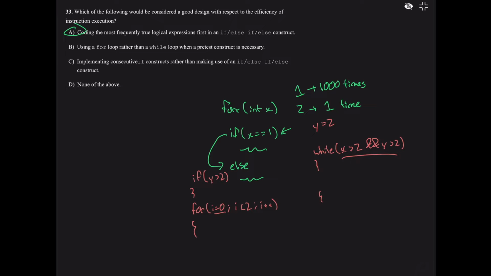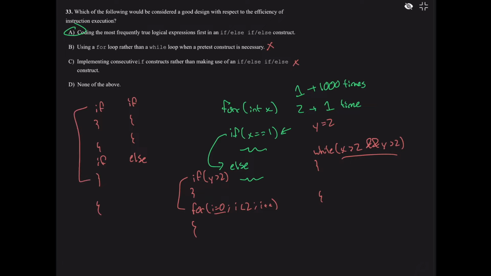So that's not efficient because it's easier just to use a while loop where we can just do it in one line as opposed to 2 lines. So I think that's why this one is not true. And then C, implementing consecutive if constructs rather than making use of an if-else construct. So yeah, it's usually better not to do this, so this is false. Instead of having a bunch of ifs like this, you should definitely be using if-elses. So it should always just be if-else, stuff like that. So that's why this one's false.